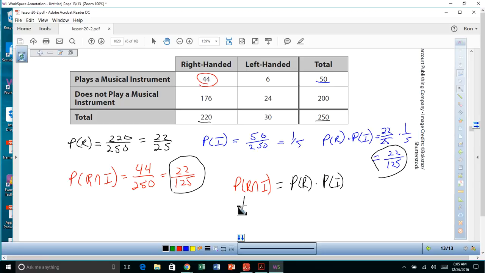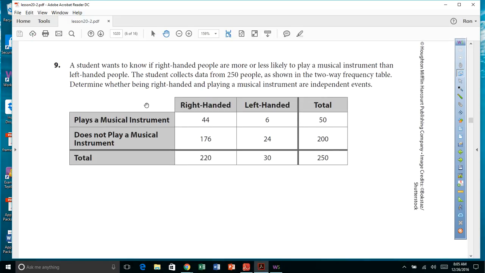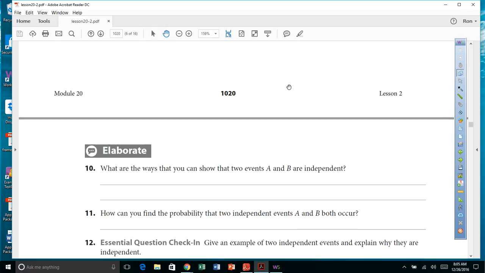So these events are independent. These events are independent. So, determine whether being right-handed and playing an instrument are independent? Yes, they are independent. We answered the question.